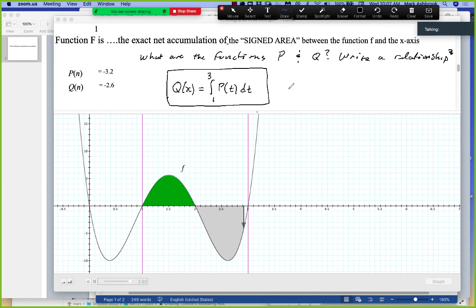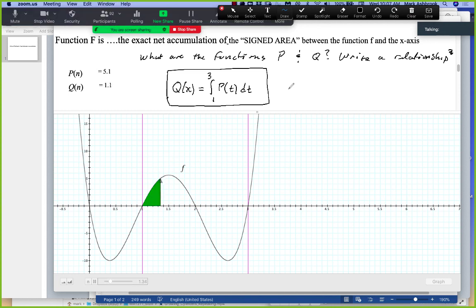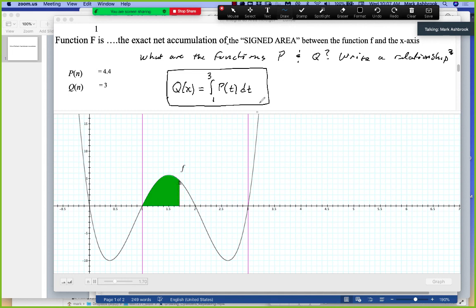Yes. Actually, I'd probably change the 3 to an x, but I don't know. So what is the integral from 1 to 3? Does that give us the accumulation of signed area at any value of x? No. Just one value. It just gives you the difference of these two areas when we're all finished. So the integral from 1 to 3 would be negative 2.7. It would be all this area minus all this area.